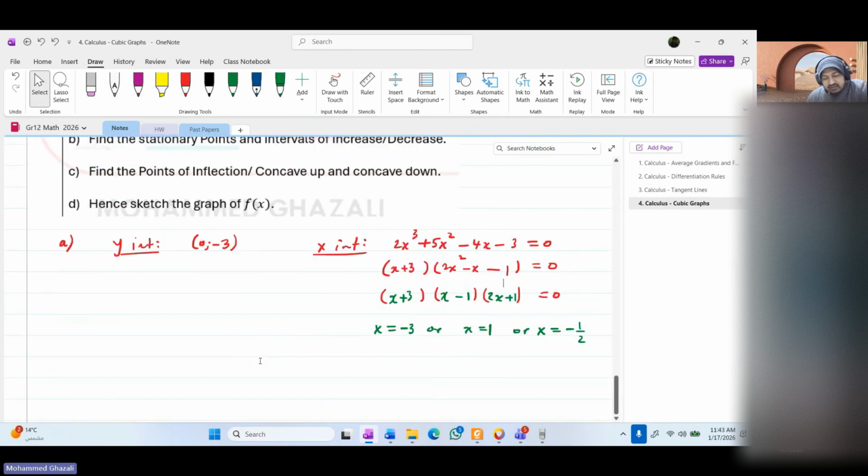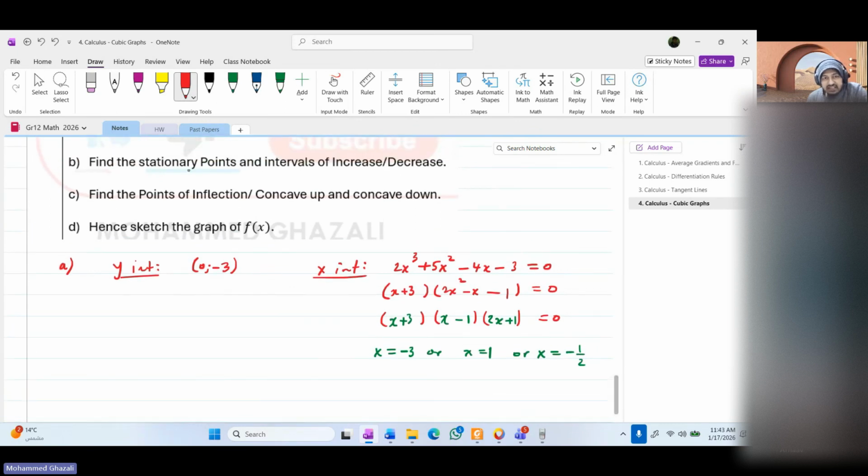Are we good, guys? Make sense? What did I do with these two factors? I just opened them. So now we have 3 x-intercepts, okay? We have a y-intercept. Next thing, find the stationary point. We need turning points, otherwise we can't sketch the graph. Find the stationary points and intervals of increase, decrease. Okay, after we find the stationary points, then we can see when it is increasing and decreasing, right?